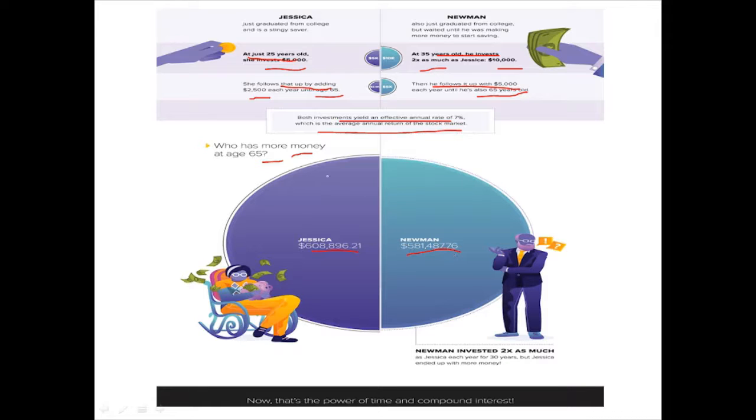The reason is, she started investing at 25 years old. So you can see how time plays a crucial role in investment, to be honest. That is the power of compound interest. Compound interest will work if you give it more time. Time is one of the most essential parts when it comes to investment. If you give more time to investment, you will get more returns.